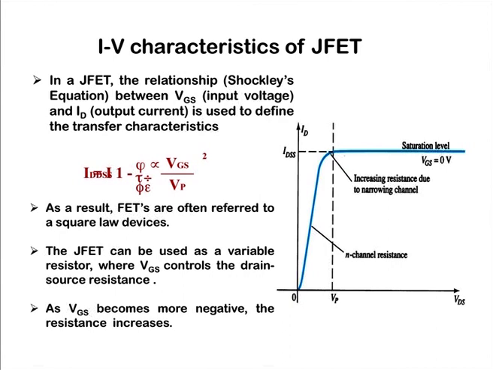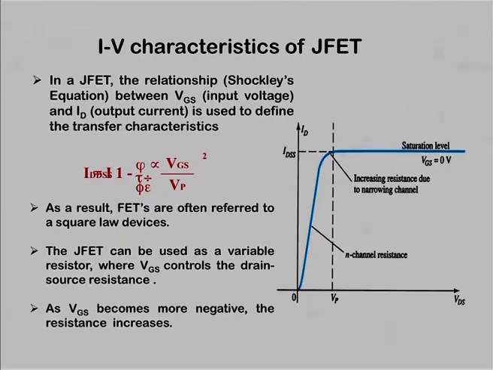The junction field effect transistor can be used as a variable resistor because the resistance between source and drain changes depending on the gate voltage. As VGS becomes more negative, the resistance increases; otherwise the resistance is very low in the conducting state, and in the off state the resistance is very high.